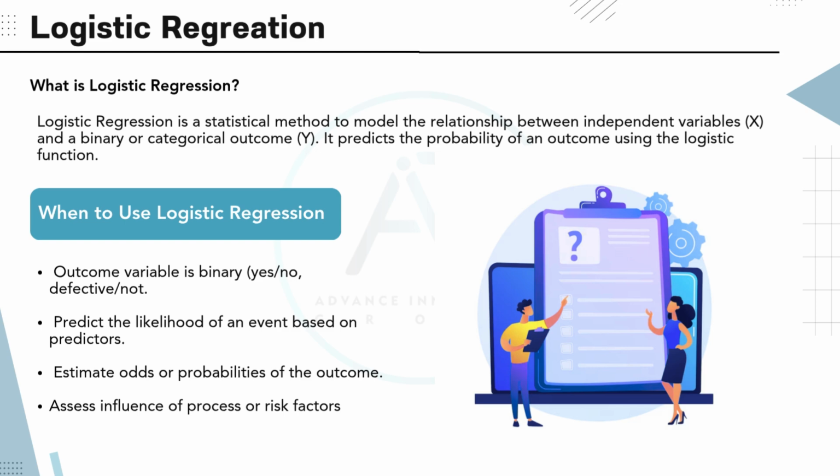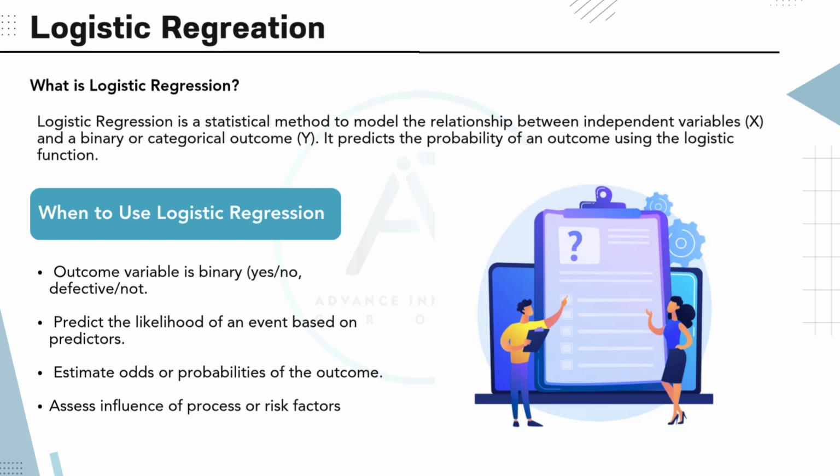When do we use logistic regression? 1. When the outcome variable is binary, like answering the question, will this transaction result in churn, yes or no? 2. To predict the likelihood of an event occurring based on various predictors. For example, what's the chance of a customer buying a product given their age and income? 3. To estimate odds or probabilities, it helps answer, how likely is it that X will result in Y? And finally, it's used to assess how much influence certain process variables or risk factors have on a particular result.